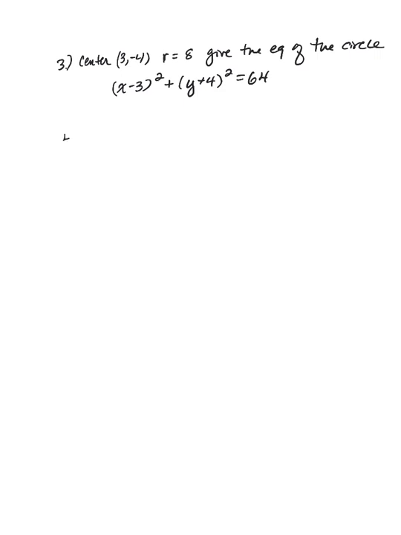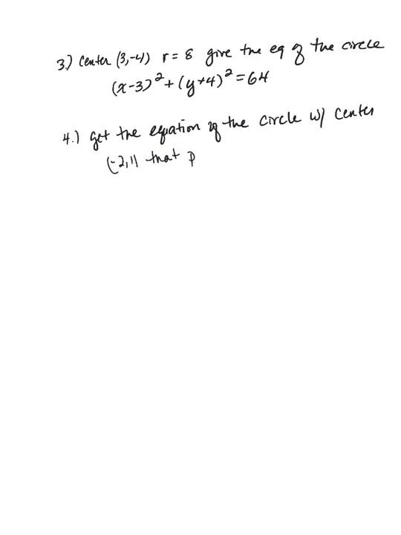Now they can be tricky. They can say, get the equation of the circle with center -2, 1, that passes through 1, 5. So in order to do this, you have to get more information.